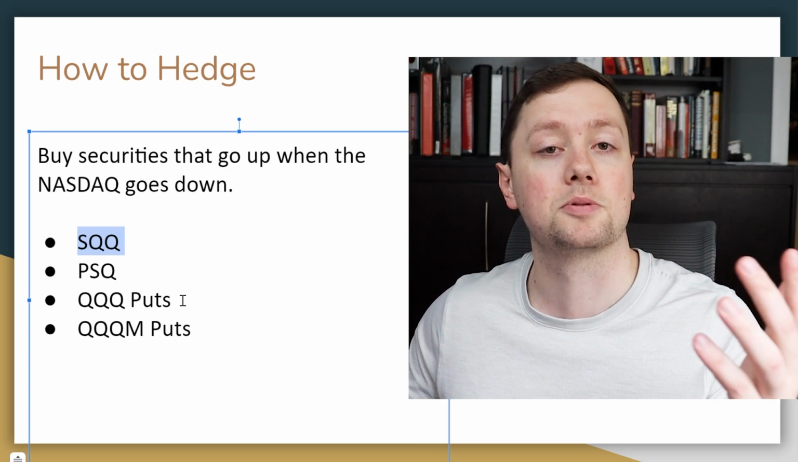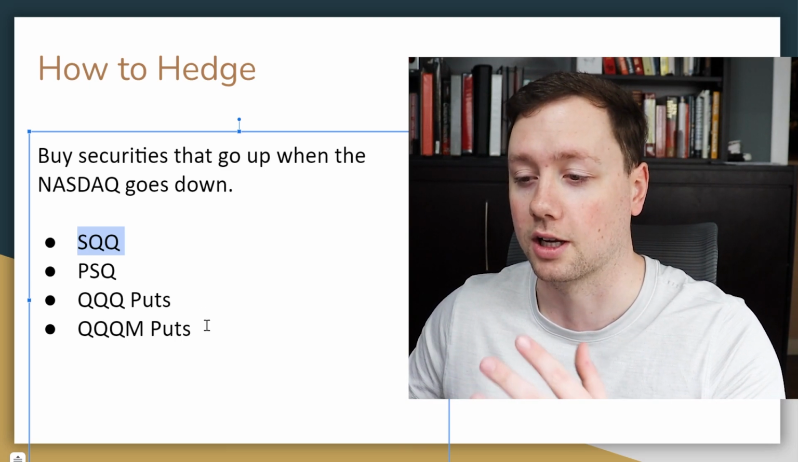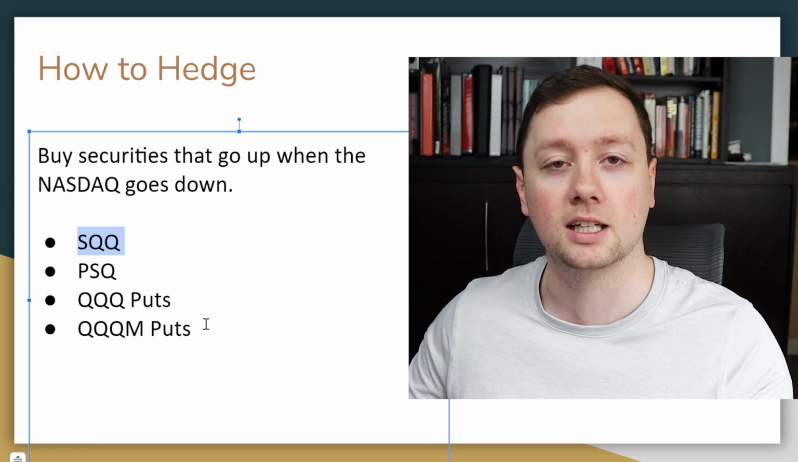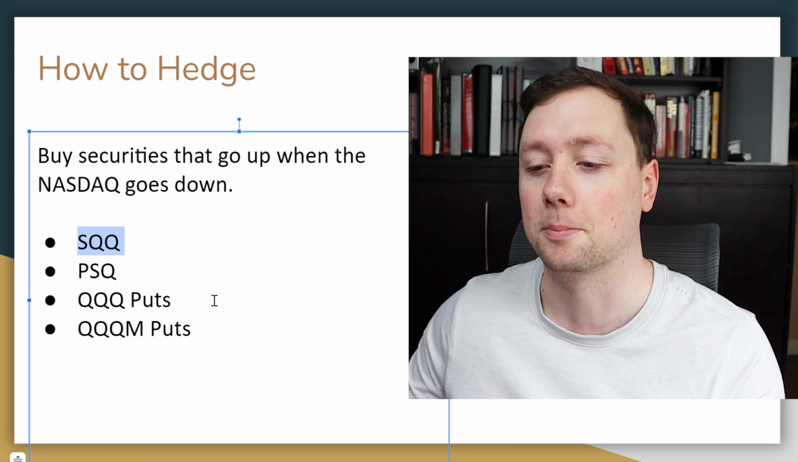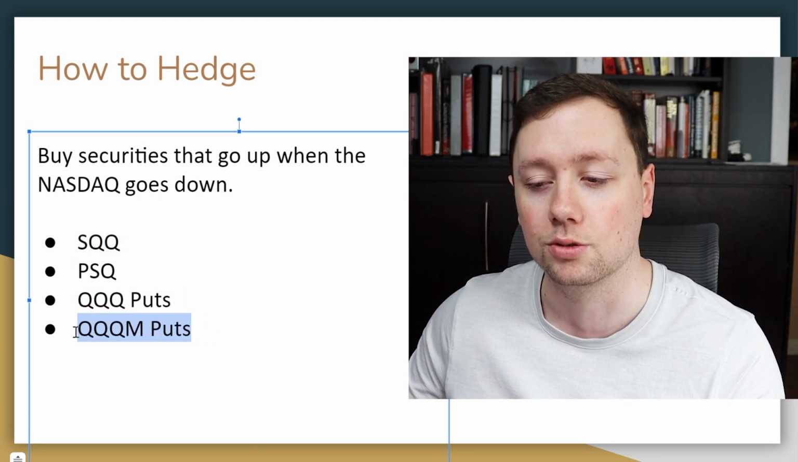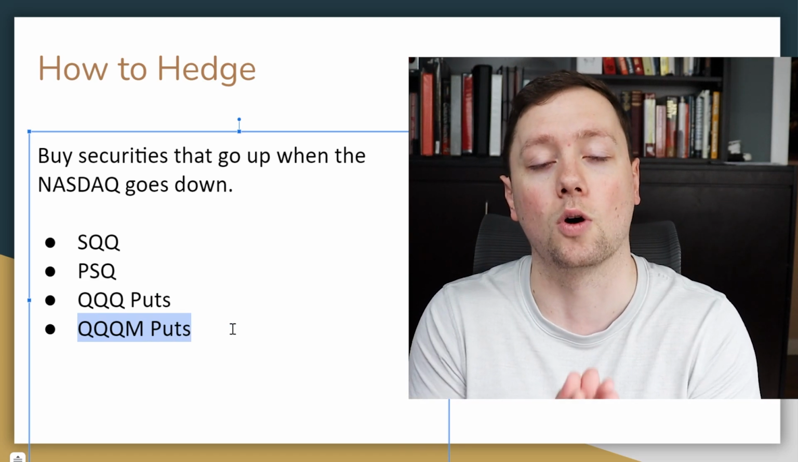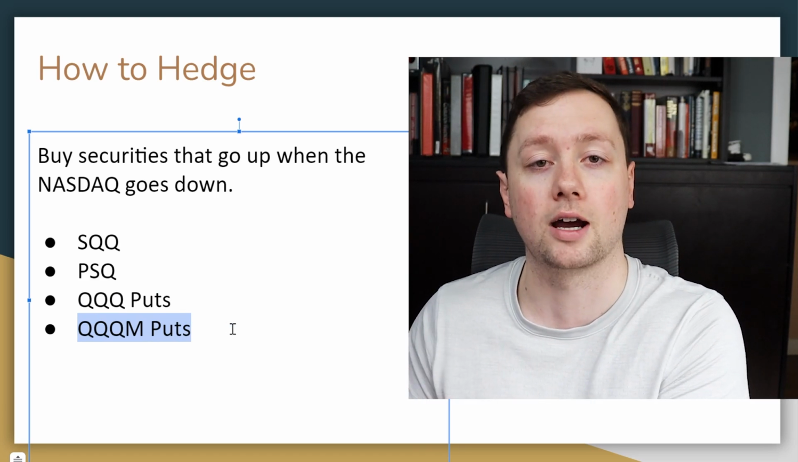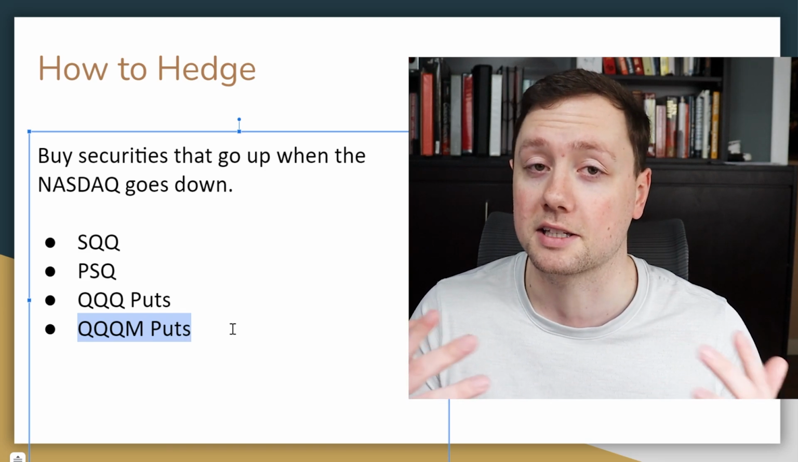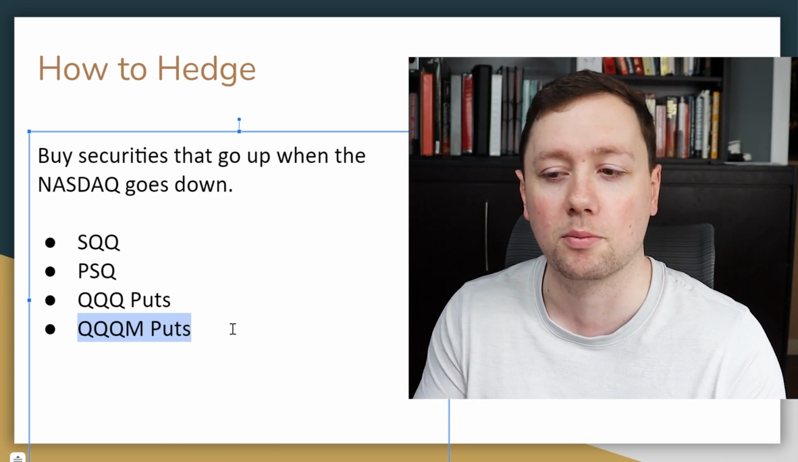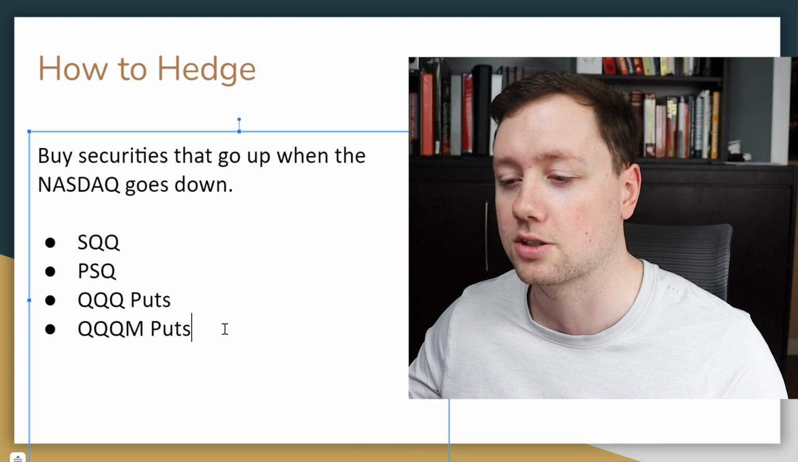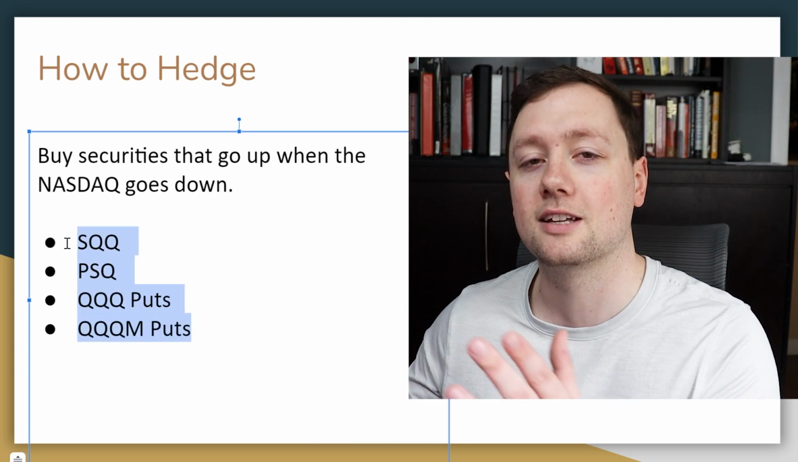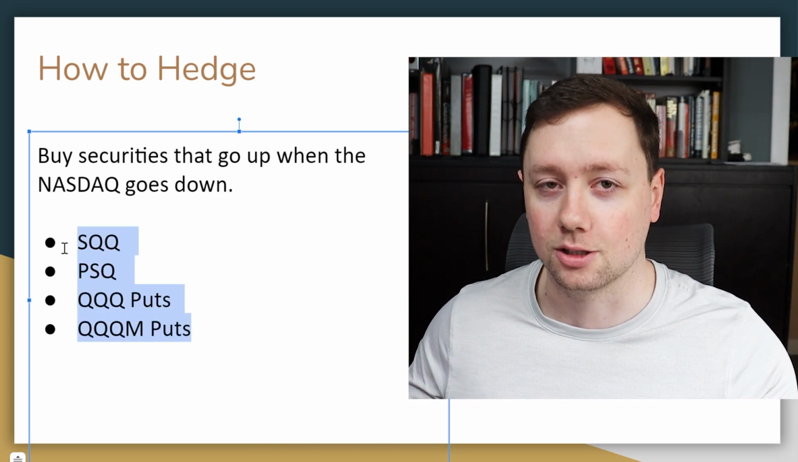You also have the option of buying puts. That is another great option. It's a little bit more complicated and you need to know how to trade options, but you can buy puts in QQQ or QQQM, and in that scenario you will also make money when the NASDAQ goes down. However, you will also need to set an expiry date, so there is a little bit more that goes into it, but all of these options here will increase in value when the NASDAQ decreases in value.